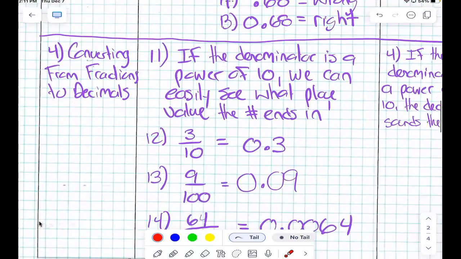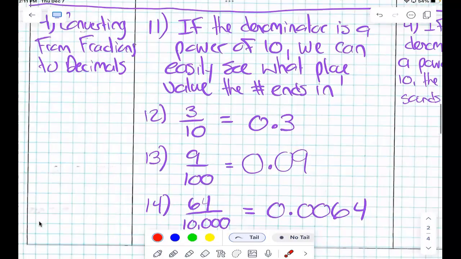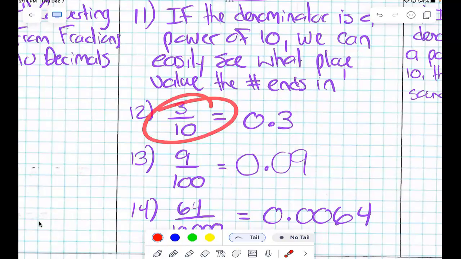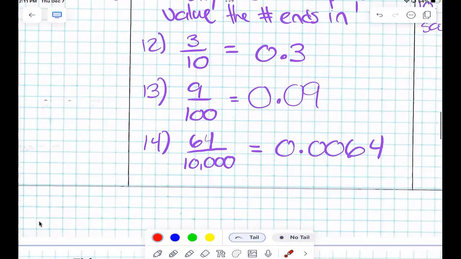Okay, so down here, converting from fractions to decimals. If your fraction has a power of 10 in the denominator, you can simply read the decimal, right? So read this fraction, everybody. 3 tenths. Read this decimal. 3 tenths, right? Read this fraction, everybody. 9 hundredths. Read this decimal. They sound the same, right? And that's only true if the denominator has a power of 10.